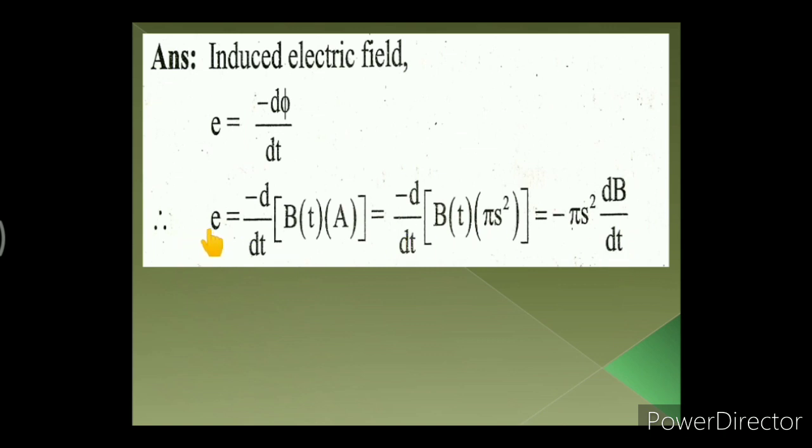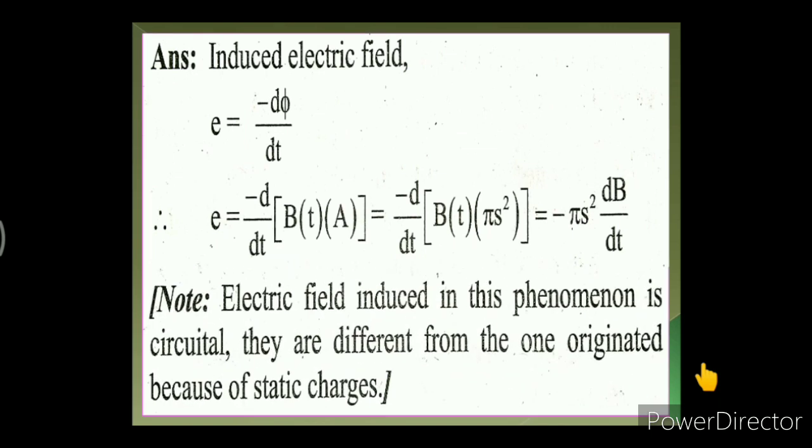So the induced electric field over here we are getting as minus pi s square dB by dt. So if B is changing with time, as dB by dt is there, then the value of the induced electric field will be minus pi s square into dB by dt. So here we are getting our final answer, E is equal to minus pi s square dB upon dt.